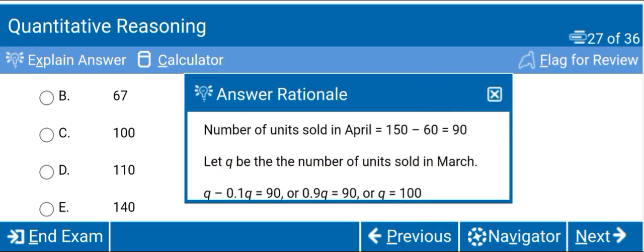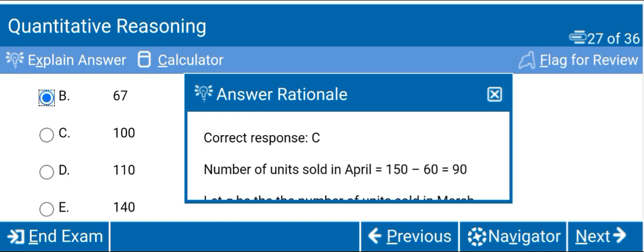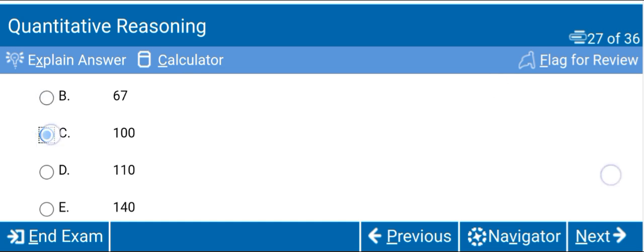The number of units sold in April equals 150 minus 60 equals 90. Let Q be the number of units sold in March. Q minus 0.1Q equals 90. So that's how we have the correct option, option C, that is 100.